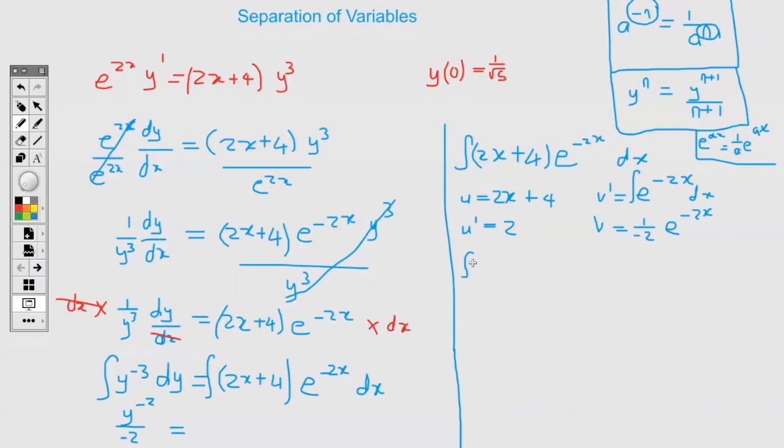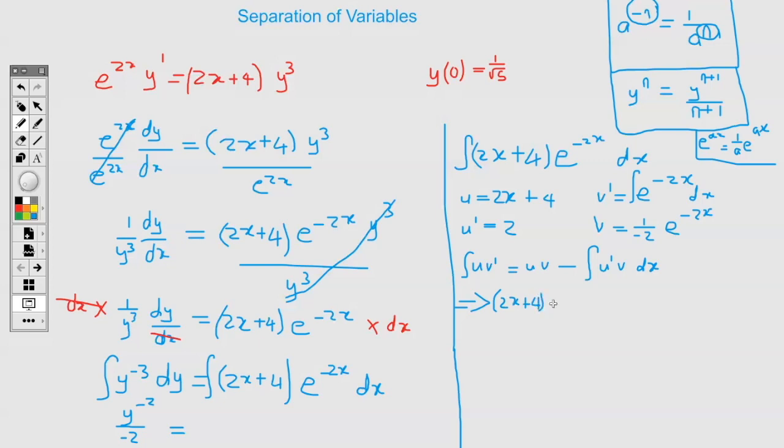By parts formula is the integral of uv prime is equal to uv minus the integral of u prime v dx. This is the formula that we're going to apply. So here I'm going to insert what is my u. U is 2x plus 4.